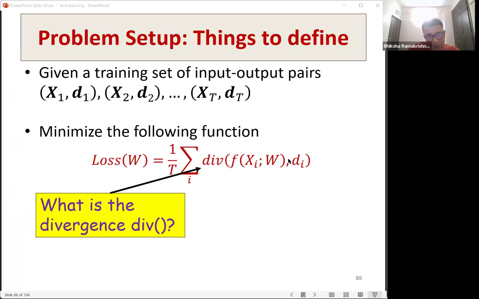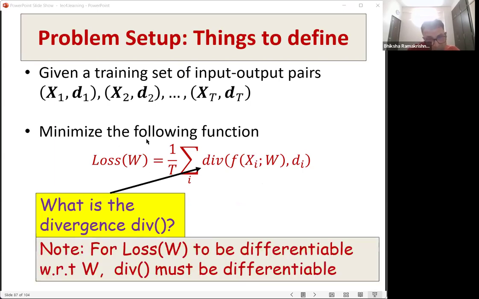And so we've defined the function. We've defined the input-output pairs. The last thing to define is the divergence. What is the divergence? Now the divergence is a very interesting function. It's always a function of two variables, x and y. And this will be 0 if x equals y, and it's going to be positive if x is not equal to y. Basically, it says that when x is not equal to y, then there's a distance between the two, and the distance can only be positive. When x is equal to y, the distance between the two is 0, right? So for this loss to be differentiable, this divergence function must be differentiable. If the divergence is not differentiable, the loss is not differentiable, and we cannot apply gradient descent.